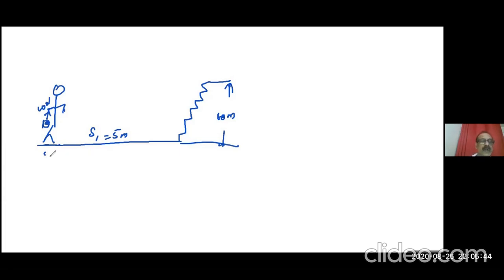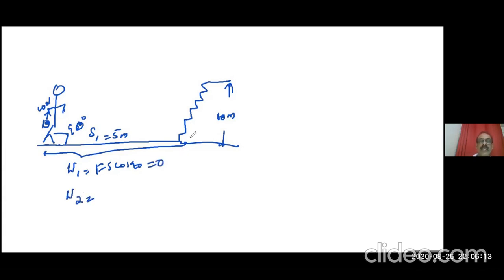Look here. When he's moving horizontally, work done W1 is equal to F s cos 90, because the force is upward and the displacement is at 90 degrees, isn't it? 90 degree. Any doubt? No, sir. But sir, for the first 5 meters, he's moving horizontally, right? Horizontal plane, but he is exerting force upward. Yes, sir. So understandable.